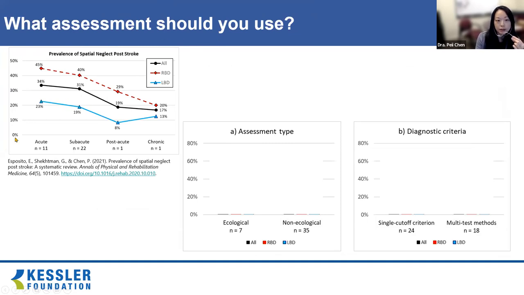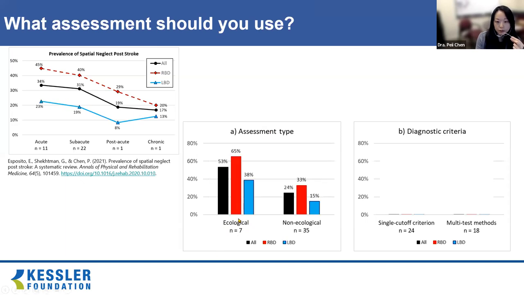use, right? So in the same study, we separate the data in terms of assessment type and the diagnostic criteria. Here, just to orient you how to read this chart, you will see three more data points in terms of studies using ecological assessment or studies using non-ecological assessment to define whether a patient has spatial neglect or not. As you can see, for studies that use ecological assessments such as the Catherine Bergego Scale, they find more patients to have spatial neglect than studies that use traditional non-ecological assessment.